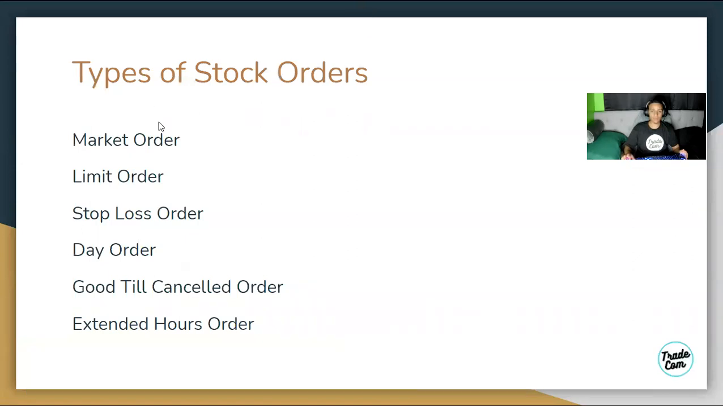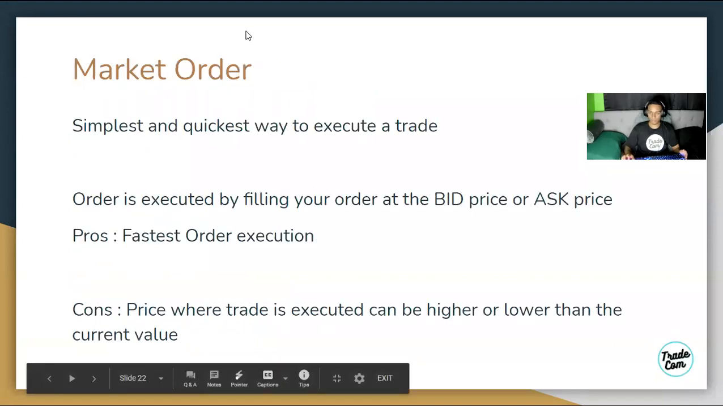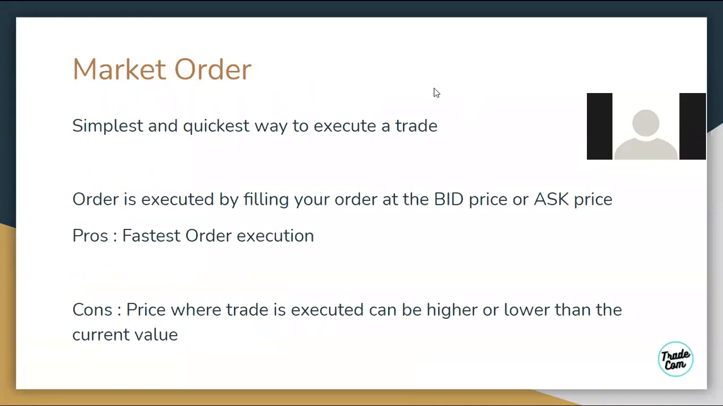So types of stock orders, you have market order, limit order, stop loss order, a day order, a good till cancel, and extended hours order. All right, so we're gonna be getting into Bernie's question. That was Bernie, right? Yeah, it was me. All right. All I see is iPad 2.